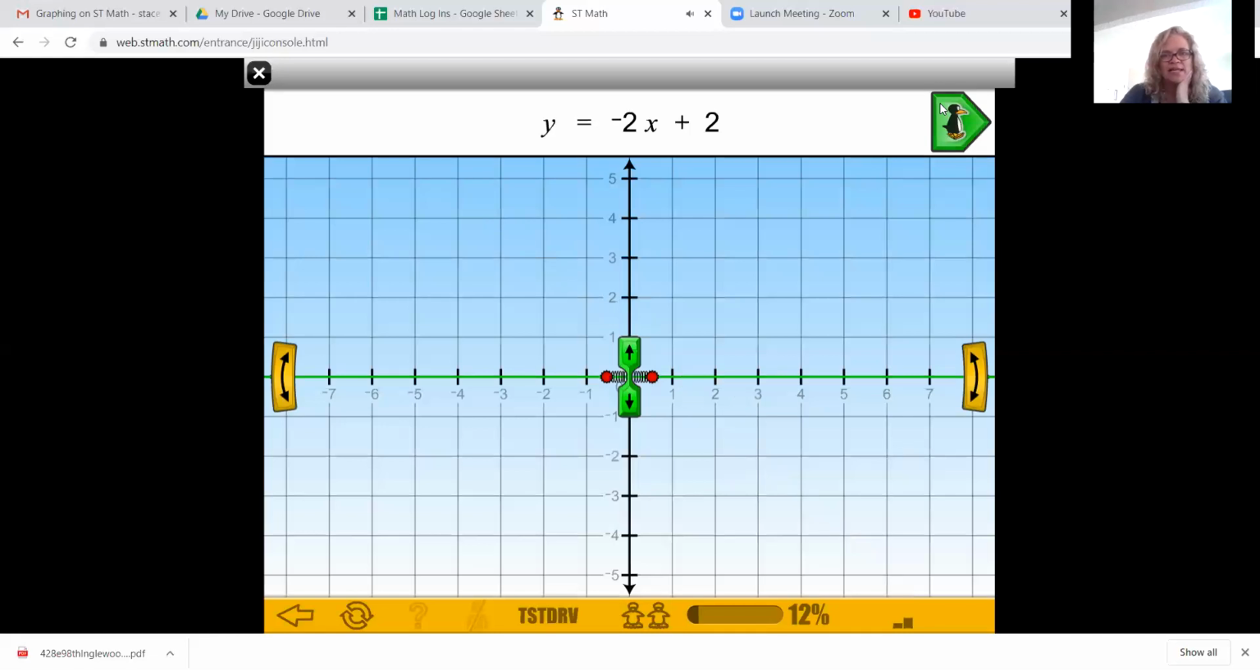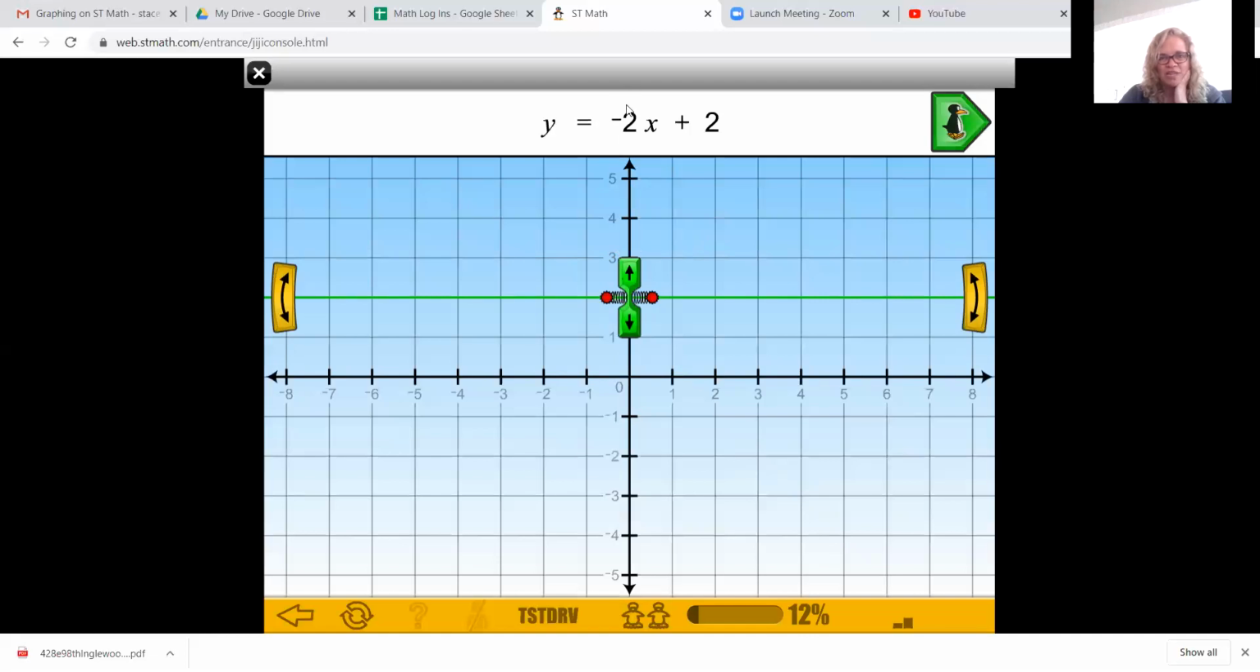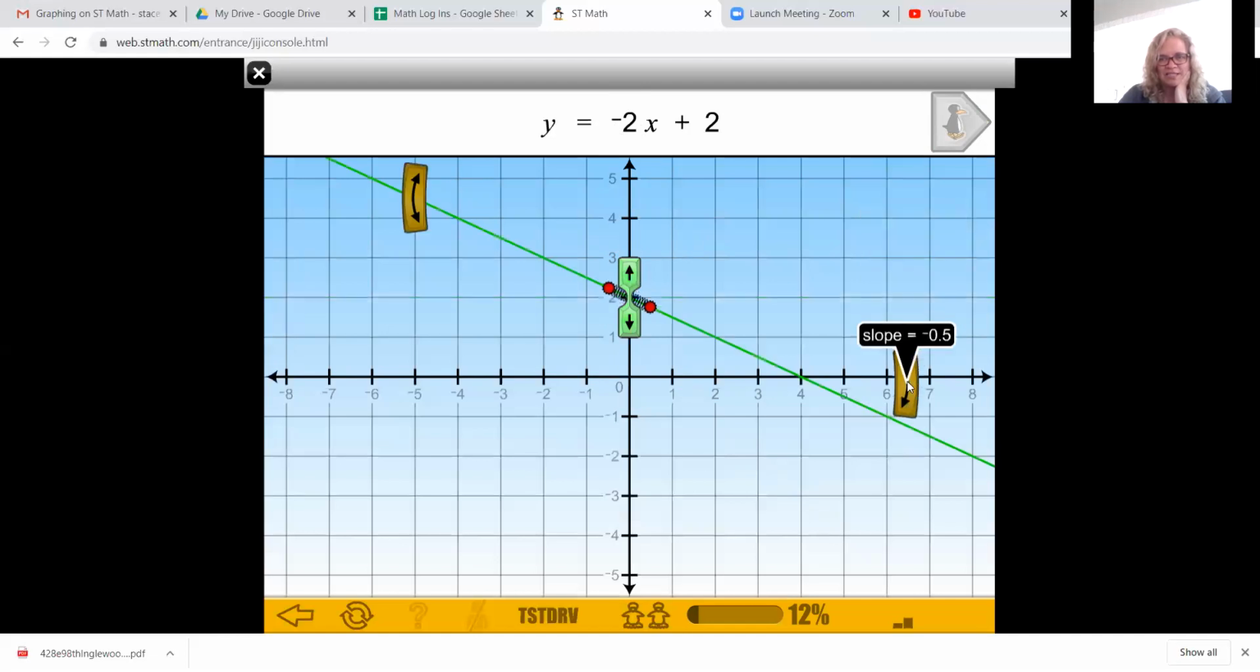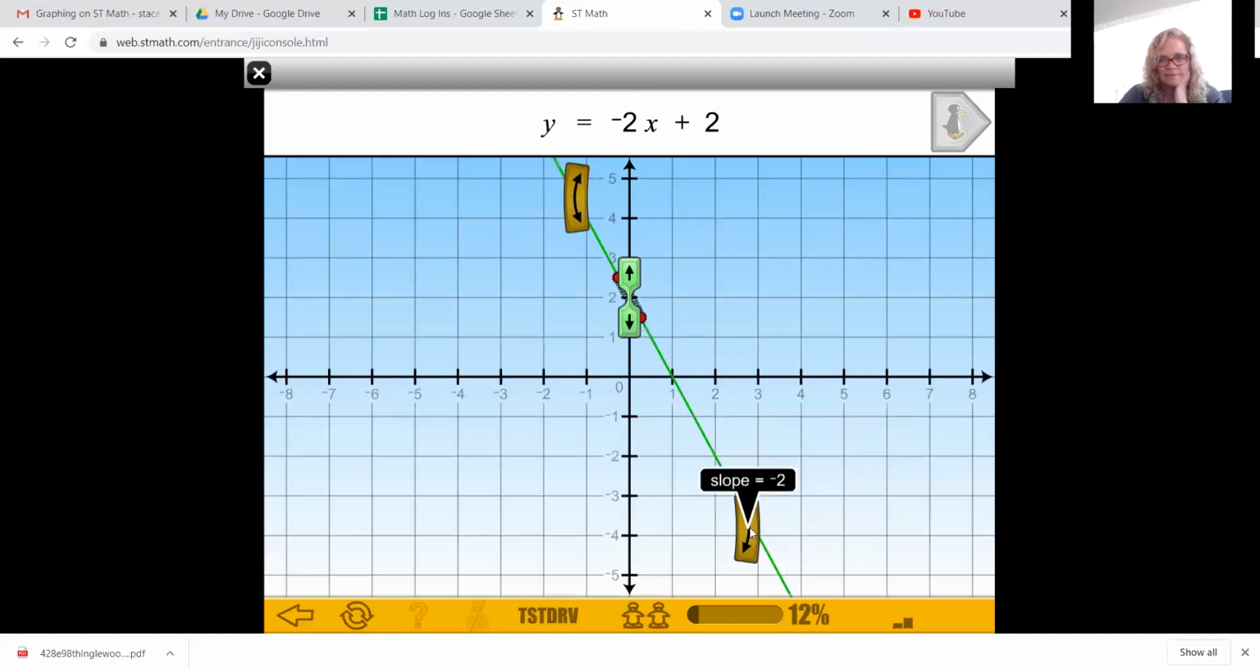Okay, so this one, again, this little number hanging off the back is always your y-intercept. It's where your line crosses y. So this line crosses y at +2. We're going to move it up to the +2. And then this number before the x is always your slope. So we need a slope of -2. And we're just going to rotate this little line till we get to -2. Okay, there it is right there.